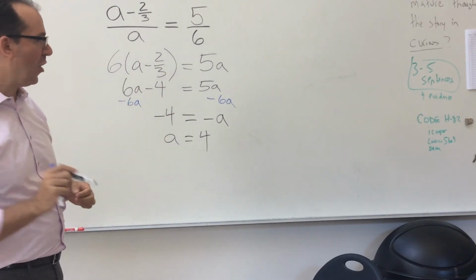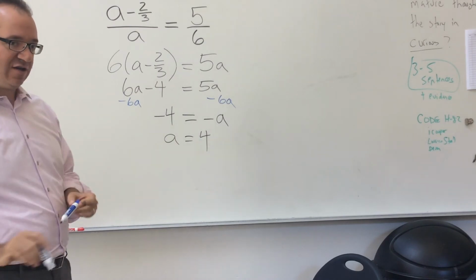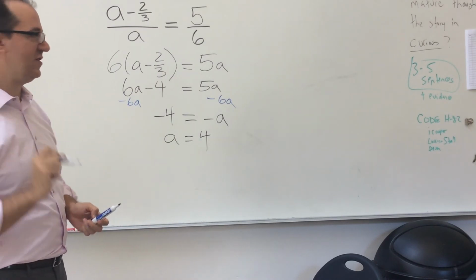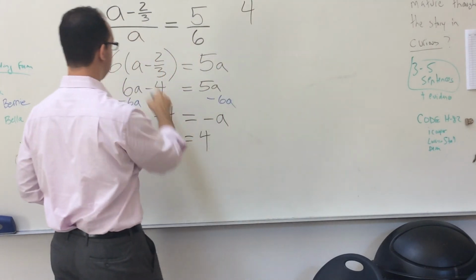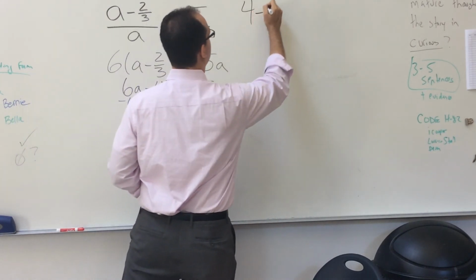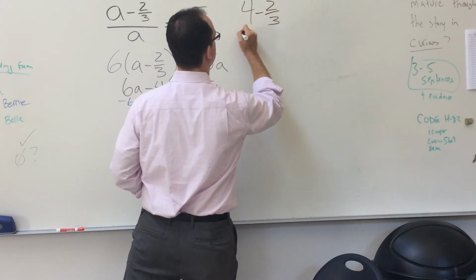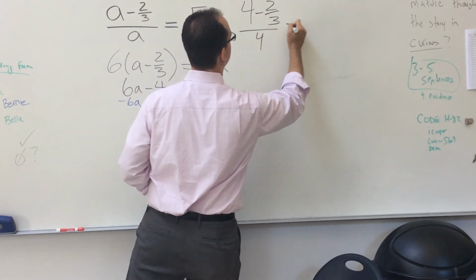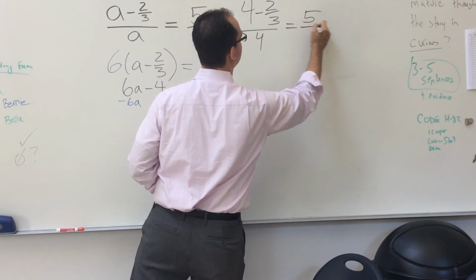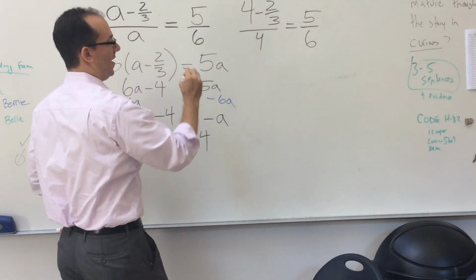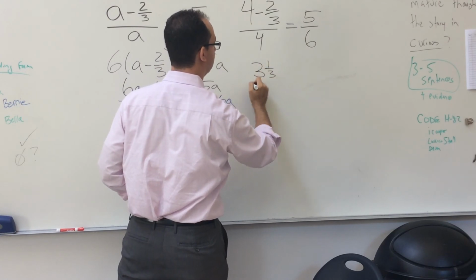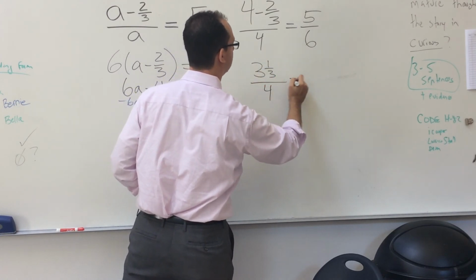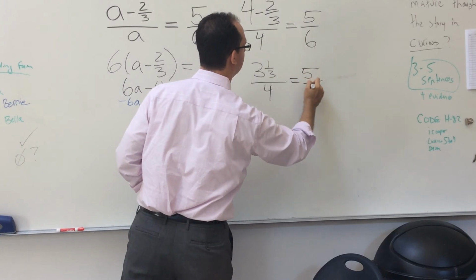Now we could, like always, you have the answer key, substitute it back in. And I'm going to do that in part for you, but I'm curious where you take it from here. So what I mean by that is, if I substitute 4 for a, I get 4 minus 2/3 over 4 equals 5/6. And 4 minus 2/3 is 3 1/3, still over 4 equals 5/6.